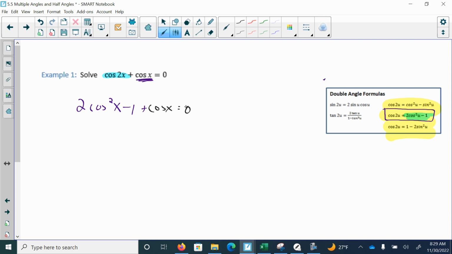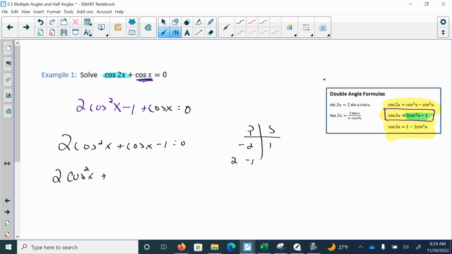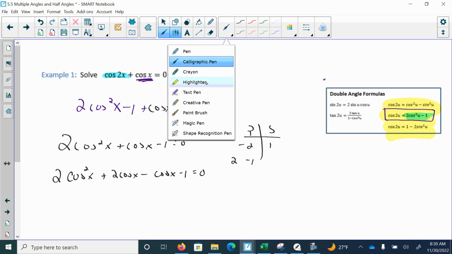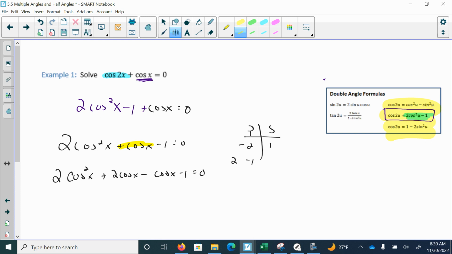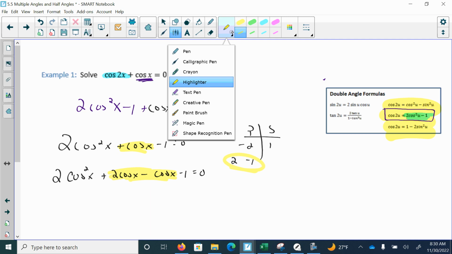Now I'm going to use product sum, so I'm going to rewrite this in descending order of exponents. And when I do that, just a refresher, my product is -2, my sum is +1, so I'm going to use 2 and -1. So I'm going to have 2 cosine squared x plus 2 cosine x minus 1 cosine x minus 1 is equal to 0. All I've done, to remind you, is that I've rewritten this cosine x as 2 cosine x minus cosine x. And I got that from this table right here.